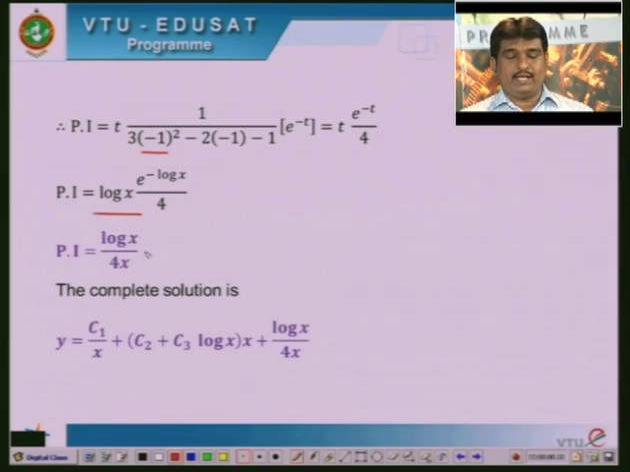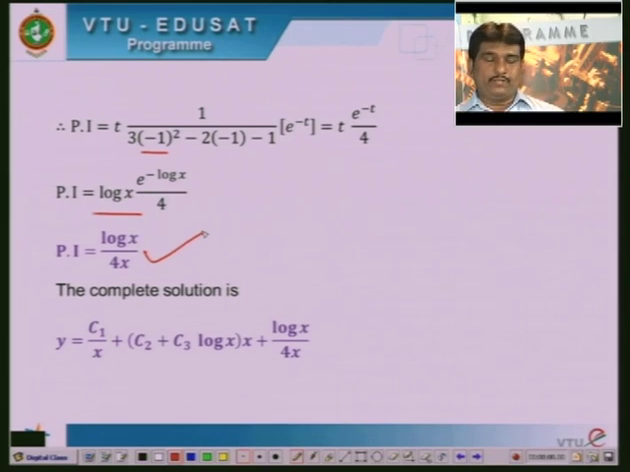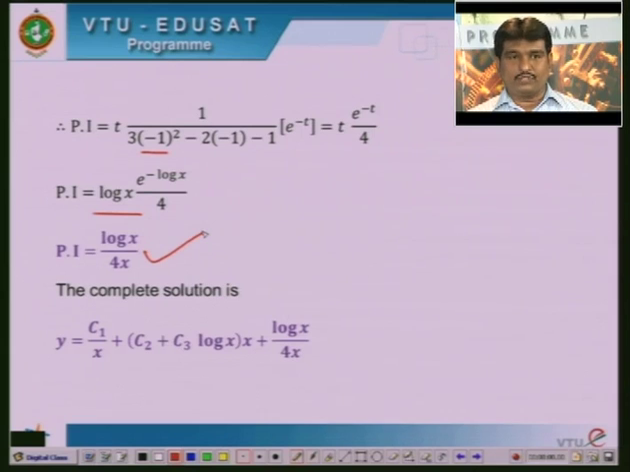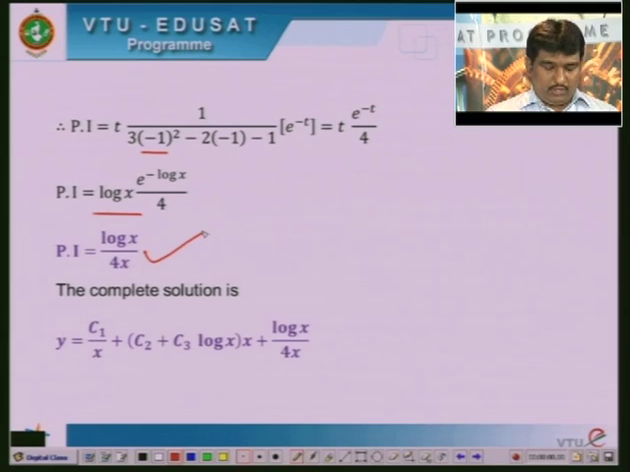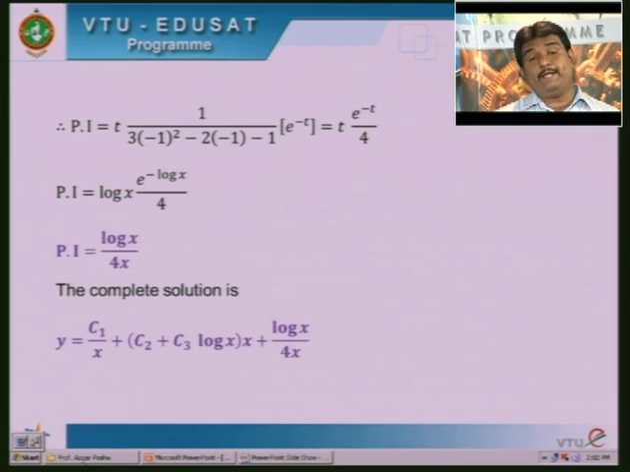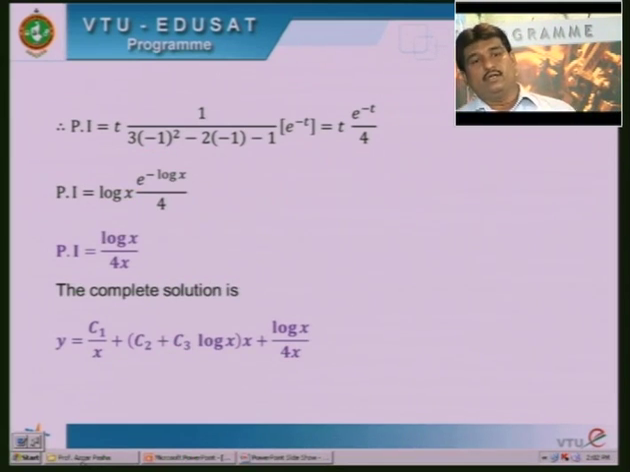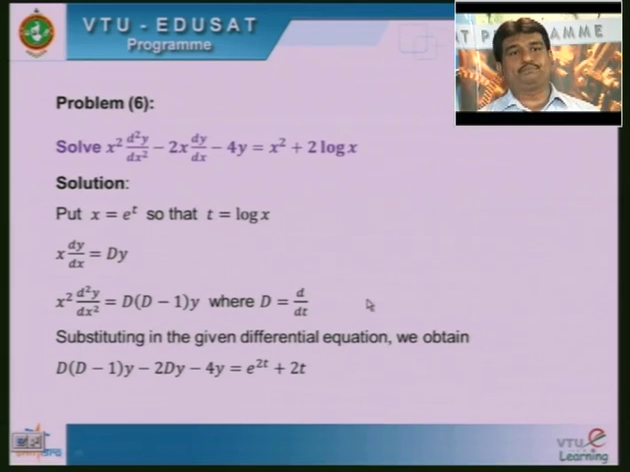So we'll get PI as log x divided by 4x. This is PI, which is a solution of the whole equation containing no arbitrary constant, but it is not the general solution, because the general solution of a second order ODE must contain two arbitrary constants. Those constants are present in the complementary function. So the complete solution of the given differential equation is CF plus PI, which is C1 by x plus C2 plus C3 log x into x plus log x divided by 4x.